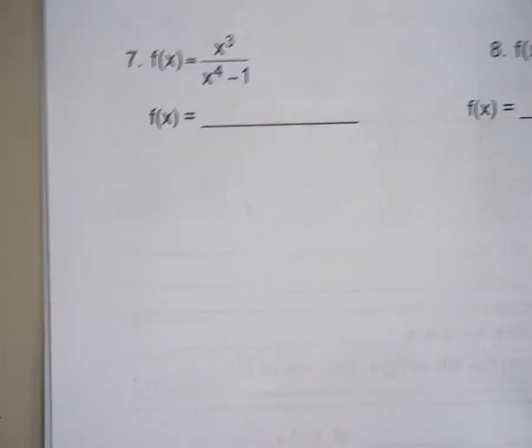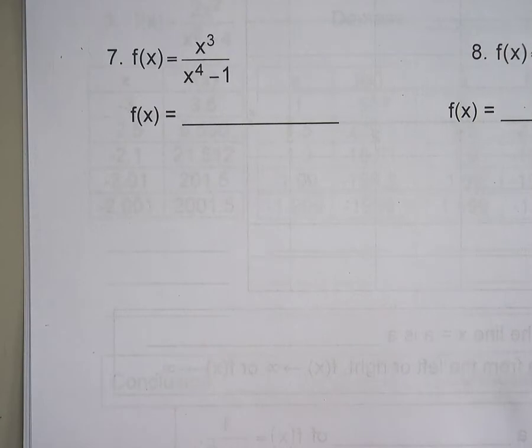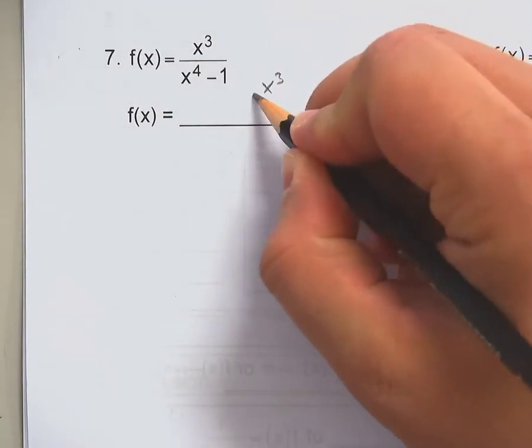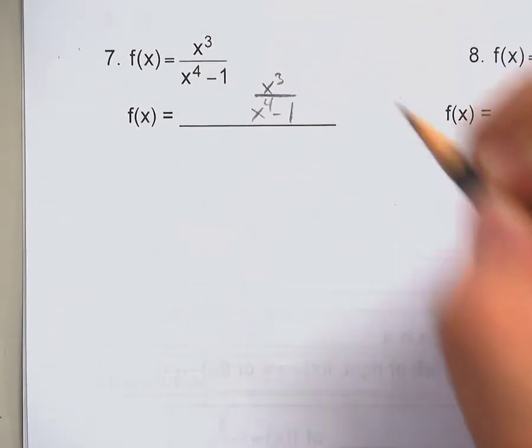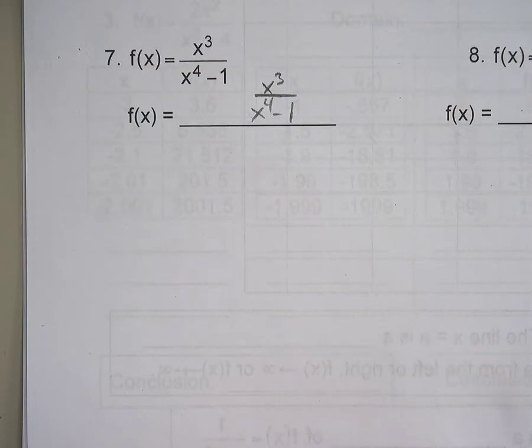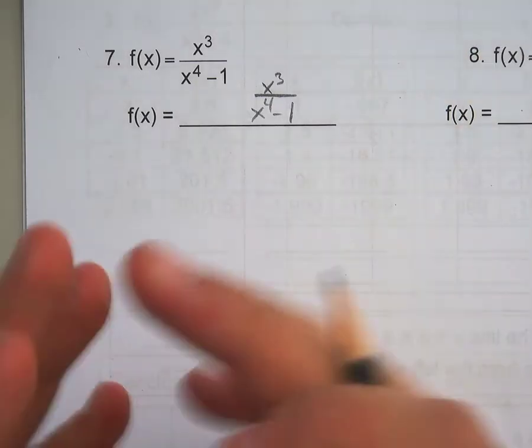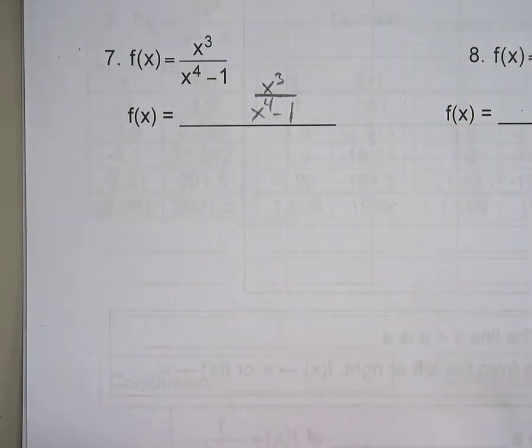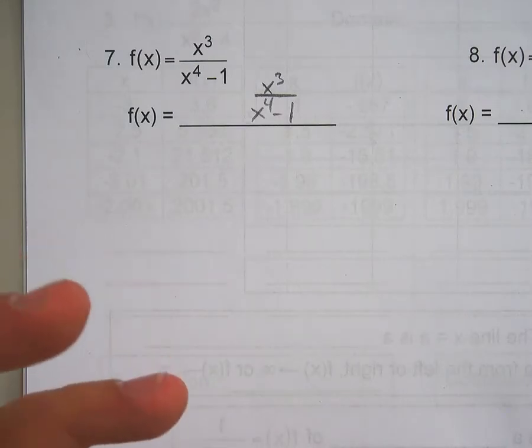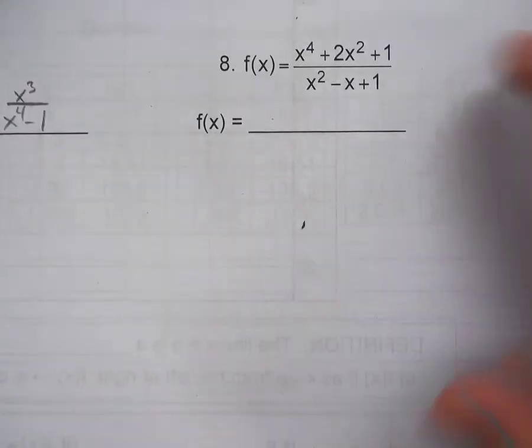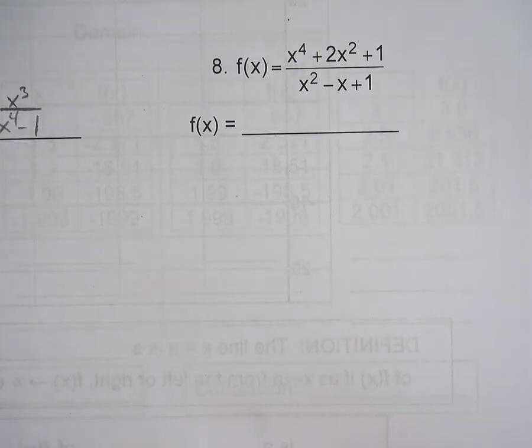Down here, number 7, I've got x cubed on top, x to the 4th on bottom. So I'm already bottom heavy, so I'm done. Yay! Oh, happy day! It's already bottom heavy. We say the degree of the numerator is already smaller than the degree of the denominator. Remember, degree is your leading exponent there. So I'm done. Number 8. x to the 4th on top and x squared on bottom. Okay, let's see what happens.